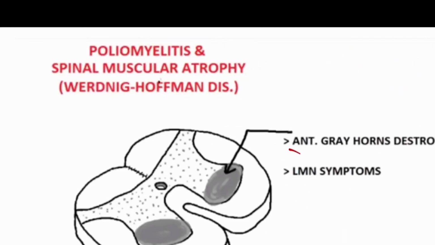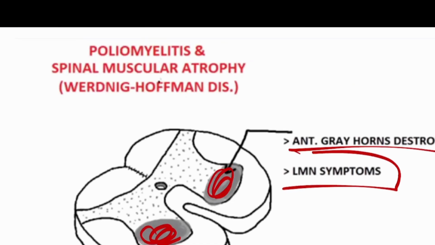So, anterior gray horns are destroyed. They get lower motor neuron symptoms with polio. Because you're destroying the anterior gray horns, there's no more synapse. Lower motor neurons don't do anything.